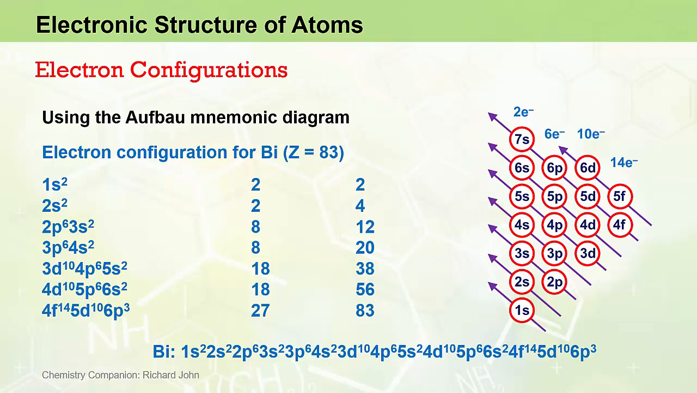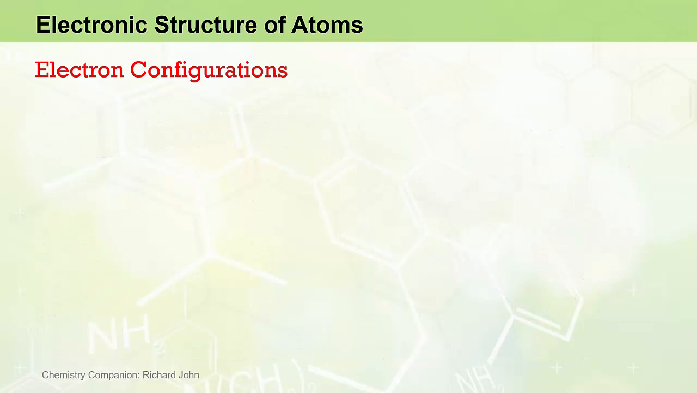Now, an electron configuration is supposed to be a shorthand notation, and this configuration here is hardly that. In the next video, we will be introduced to a very simple method for writing condensed versions of these rather long electron configurations.